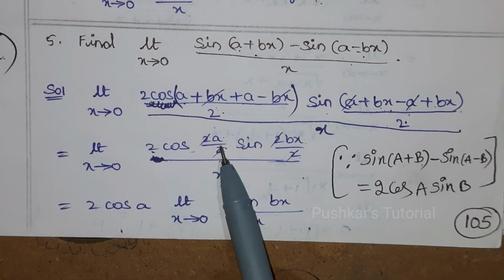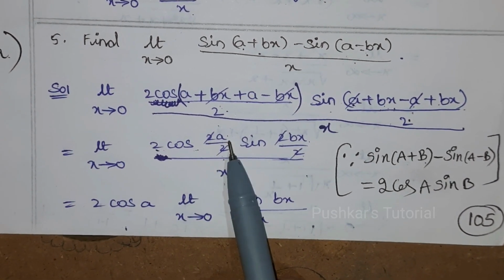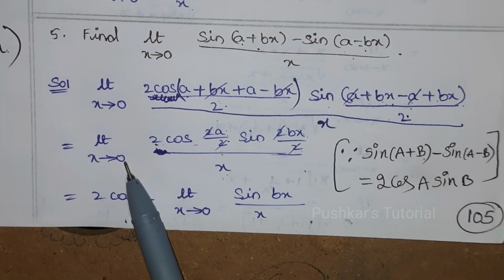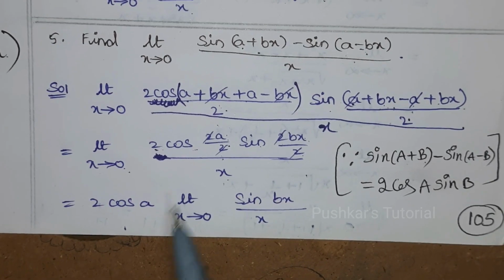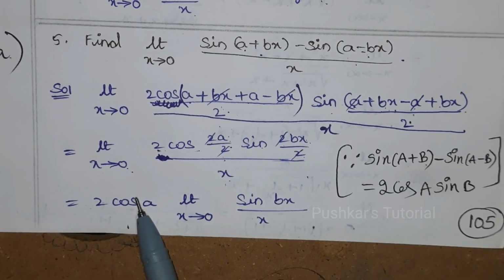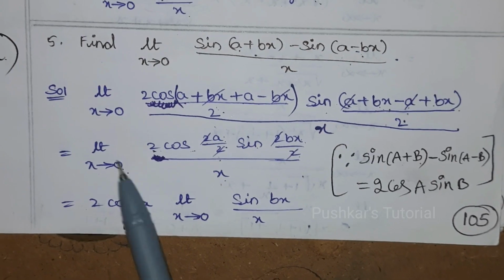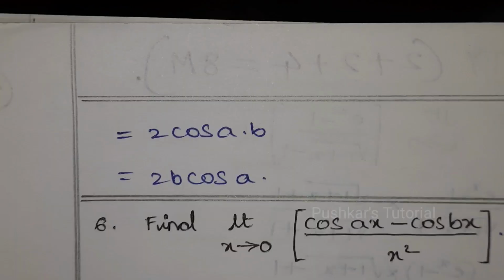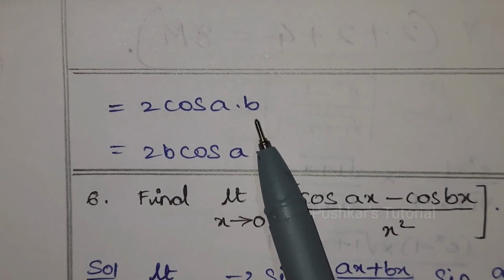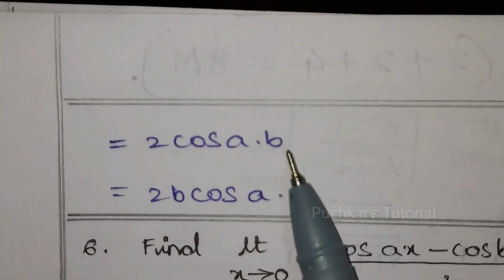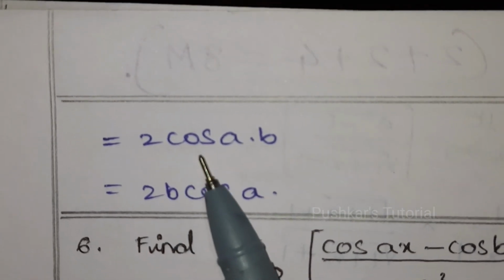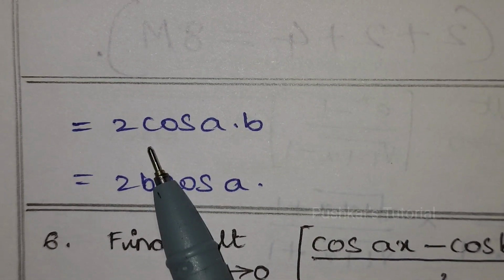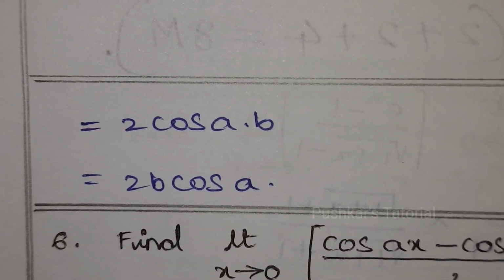2 gets cancelled. So 2 cos a, limit x tends to 0, 2 cos a sin bx whole by x. The limit is only for the x variable. Other than x, everything is constant. So 2 is constant, cos a is constant, in front I can write. Then limit x tends to 0 of sin bx by x. Now it is looking like sin nx by x, and the answer is n. Instead of n, b is there. So 2 cos a into b. Since b is a constant multiple, we have to write 2b cos a.